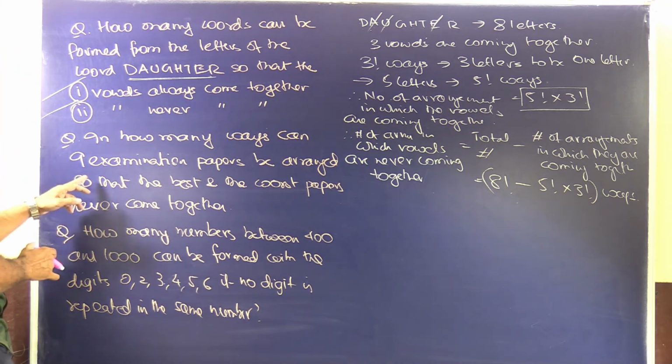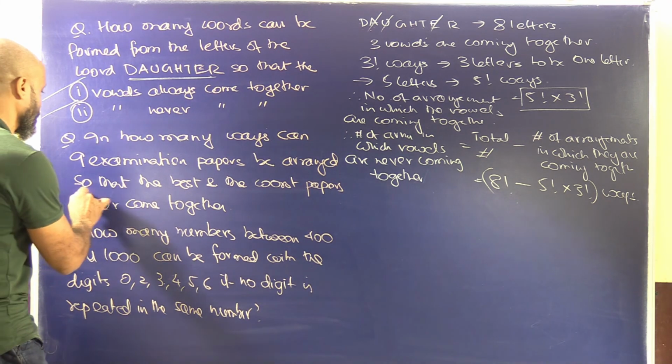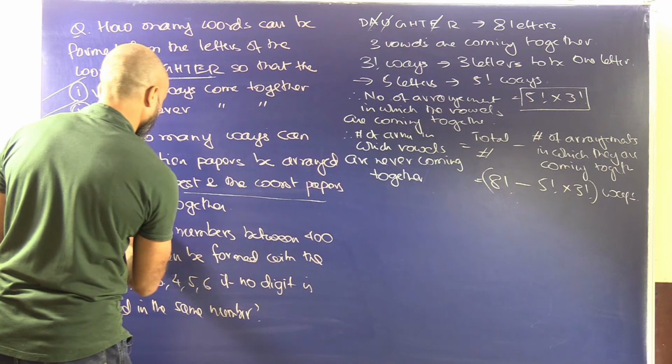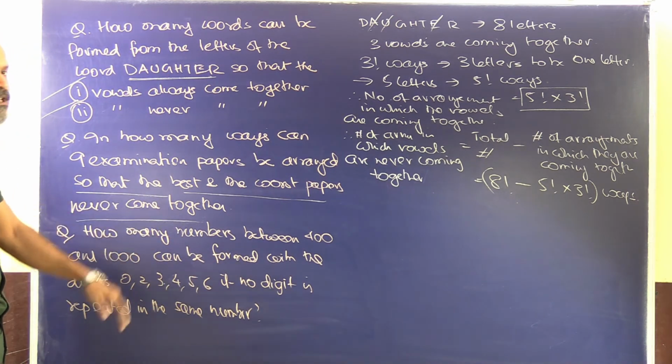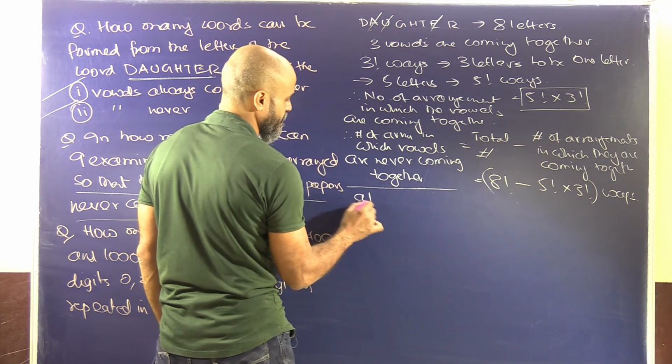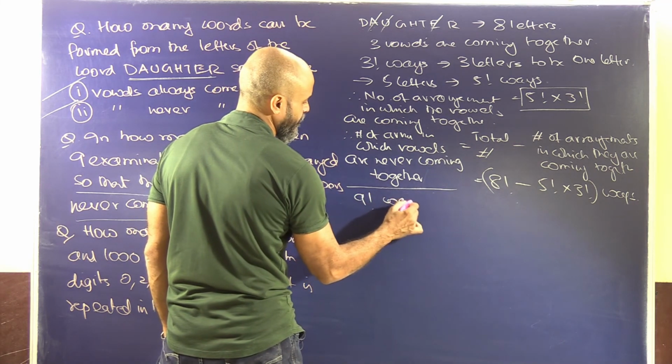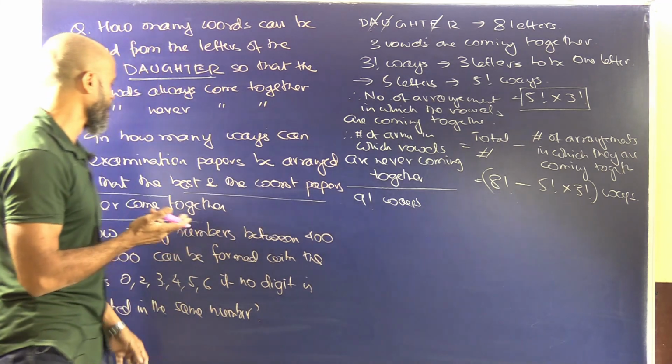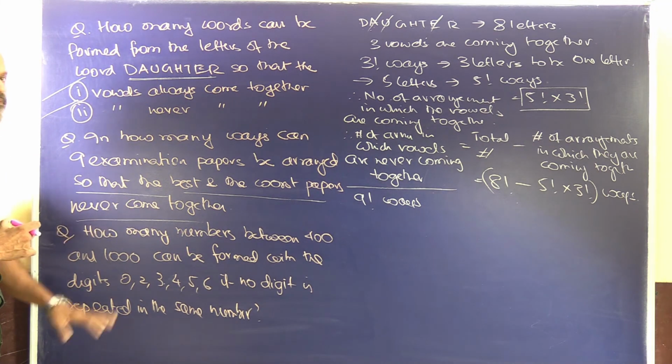Alright, in how many ways can 9 examination papers be arranged so that the best and the worst papers never come together? So 9 examination papers can be arranged in obviously factorial 9 ways. The worst and the best paper never come together.